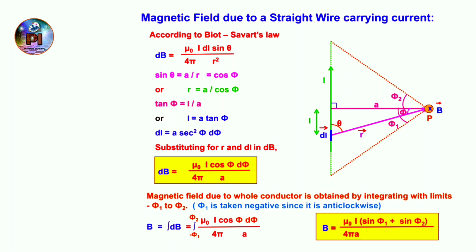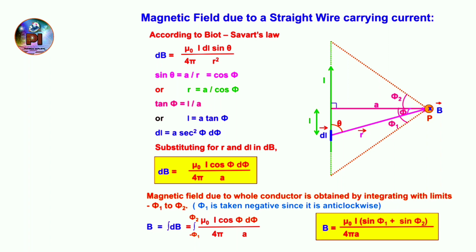Okay, so as you can see in the figure, there is a wire represented by green color. It is a long, straight wire carrying current in the upward direction. The current is marked here as I. Now we are choosing one point P at a distance of small a from the mid of the wire, drawing a perpendicular to the wire from this point, and the distance we are taking is small a.